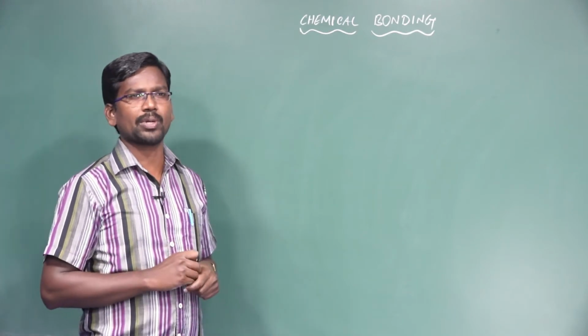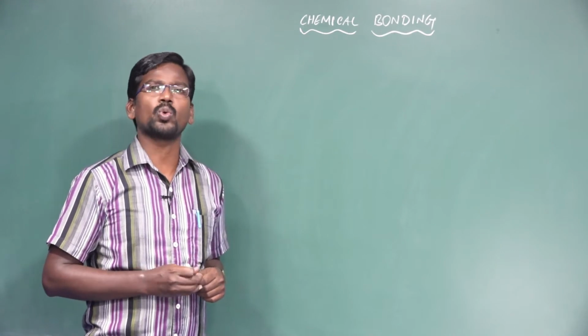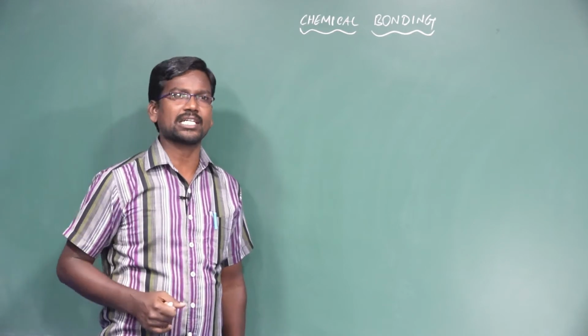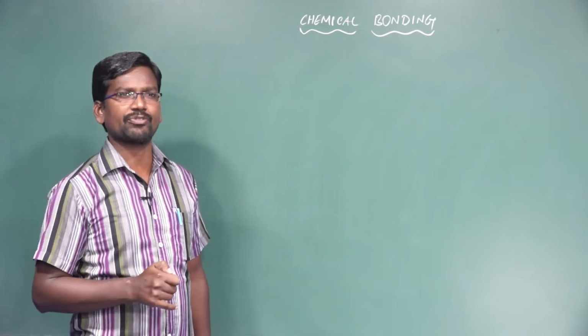So, what is the meaning of chemical bond? Why is a chemical bond formed between two atoms? All elements have different valence electron configurations.